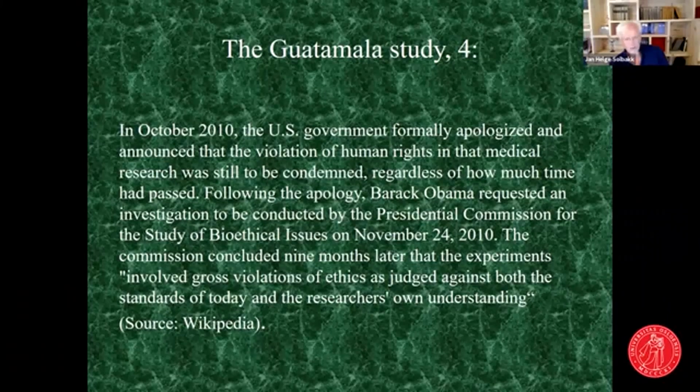Following the apology, Barack Obama requested an investigation to be conducted by the Presidential Commission for the Study of Bioethical Issues. The commission concluded its research 9 months later and found that the experiments, I quote, "involved gross violations of ethics as judged against both the standards of today and the researchers' own understanding at the time the study was conducted."